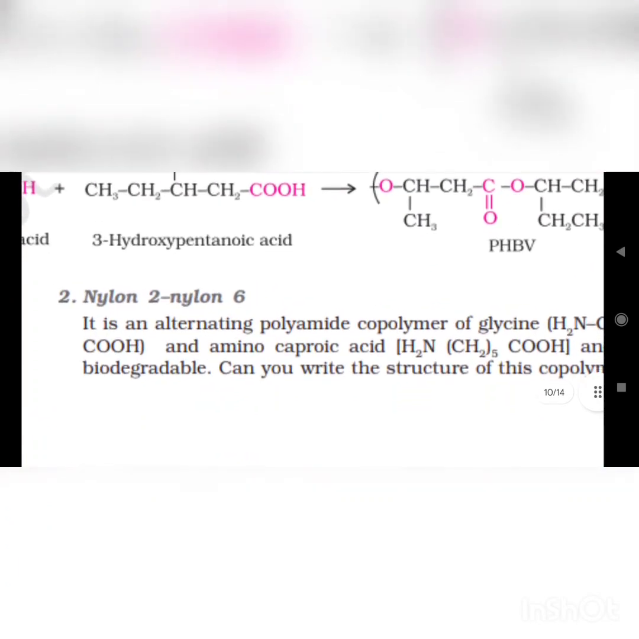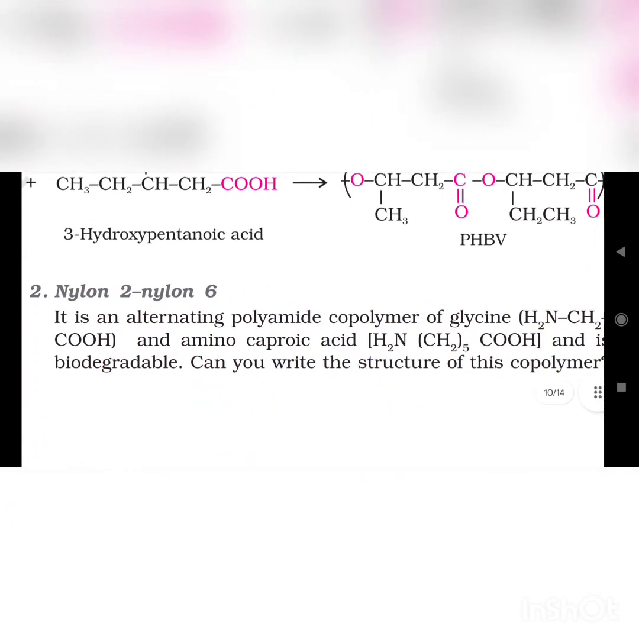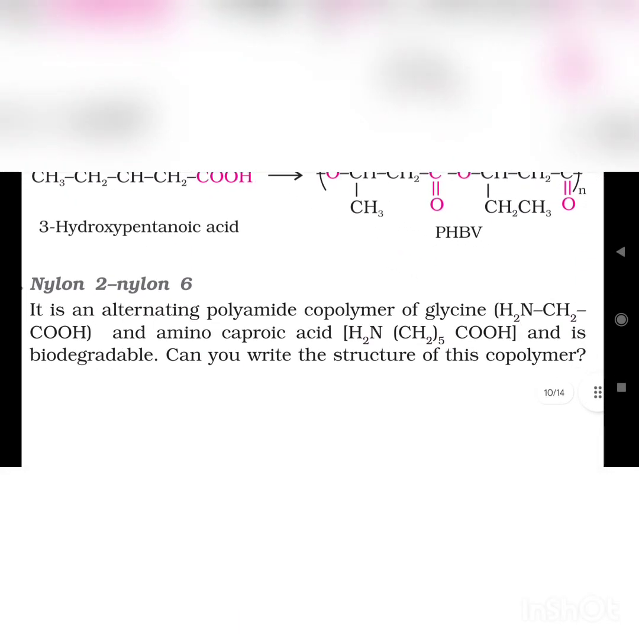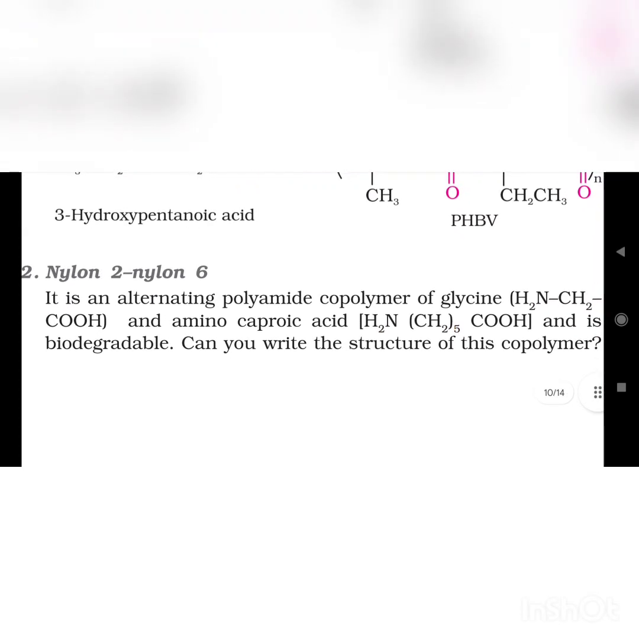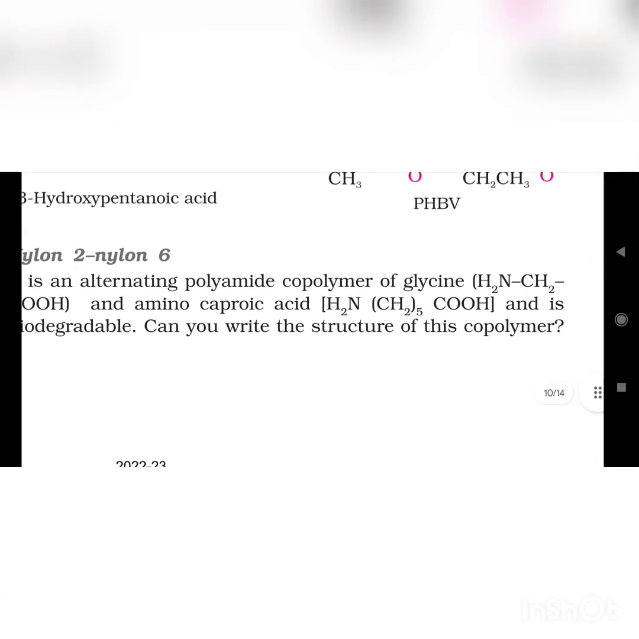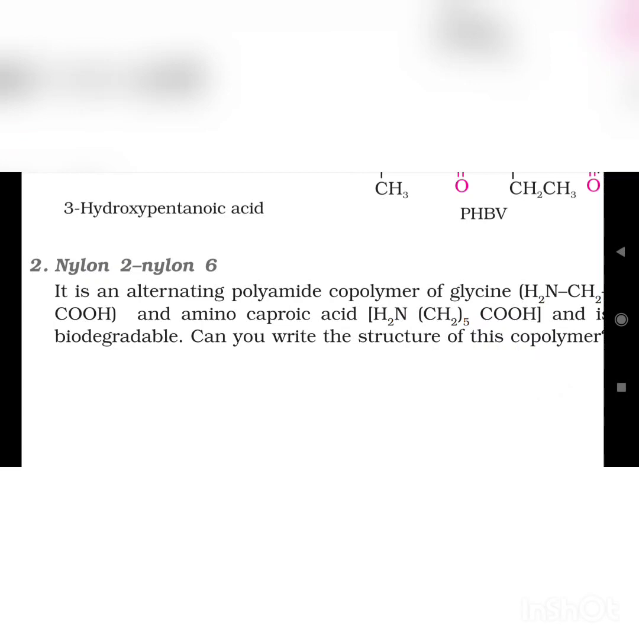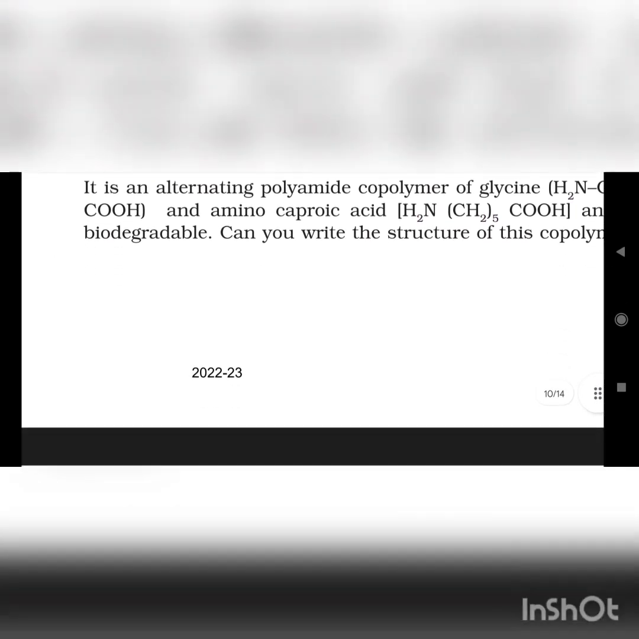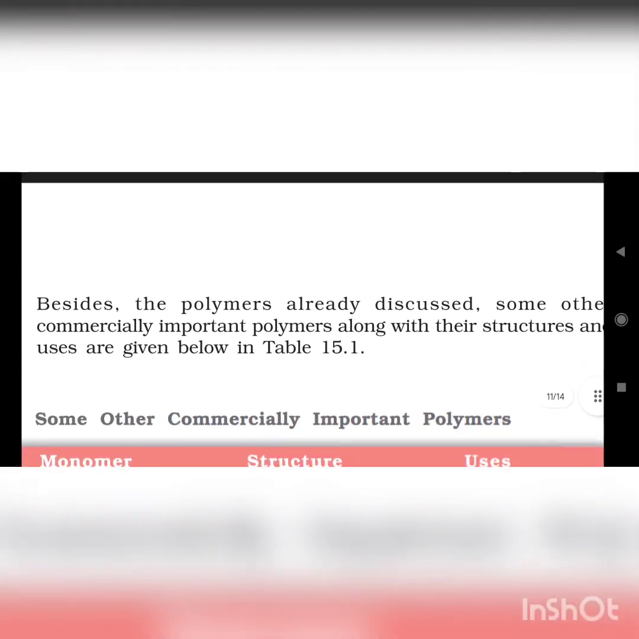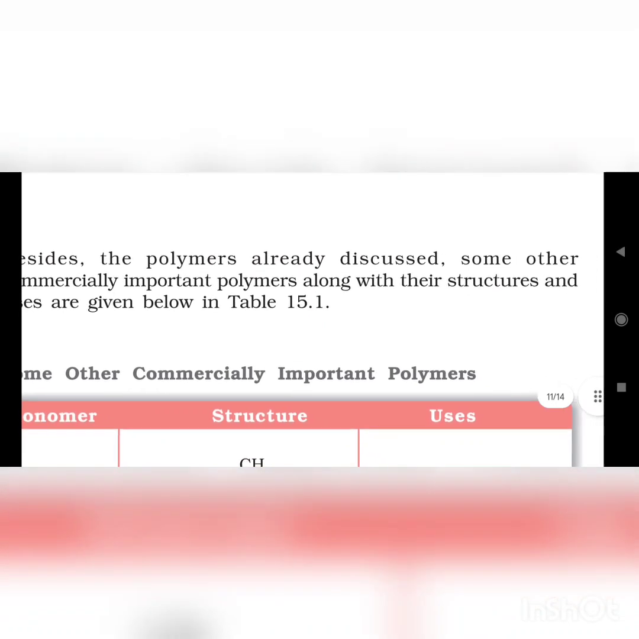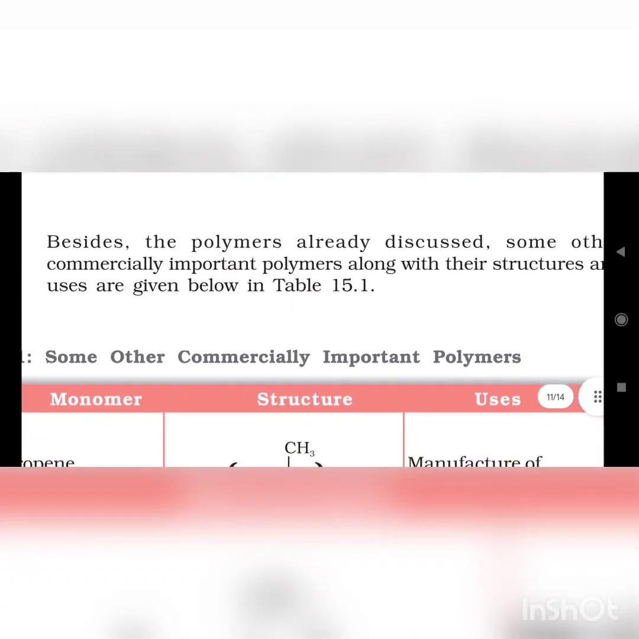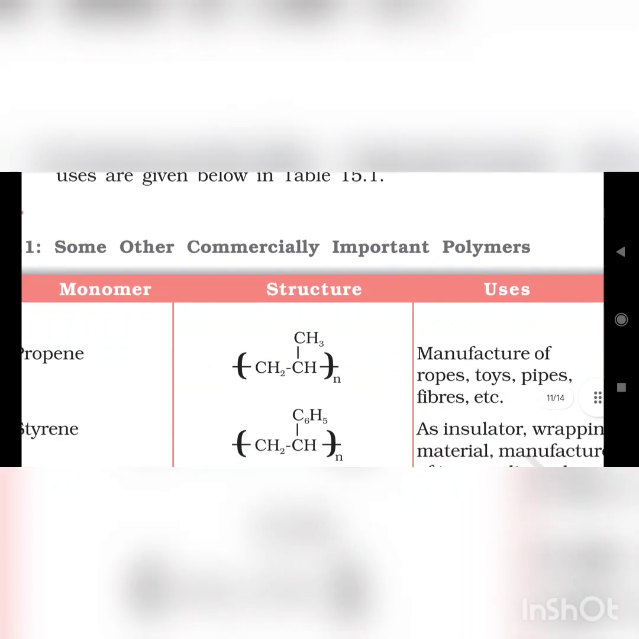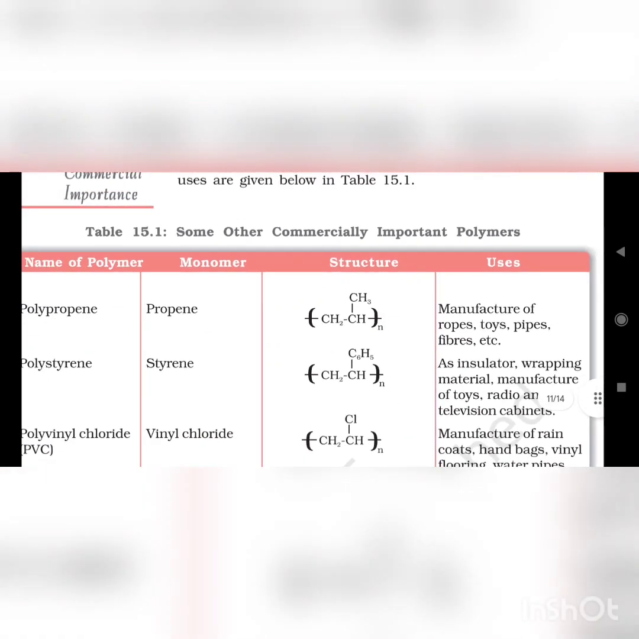Nylon 2,6. It is an alternating polyamide copolymer of glycine and aminocaproic acid, that is H2N-CH2-COOH and H2N-(CH2)5-COOH, and is biodegradable. Besides the polymers already discussed, some other commercially important polymers along with their structures are given below.